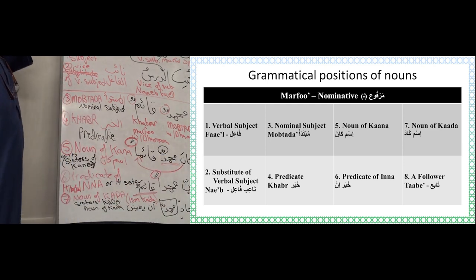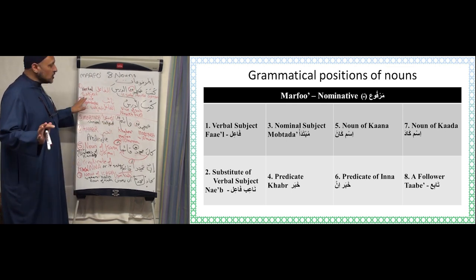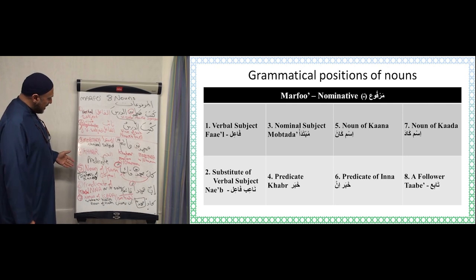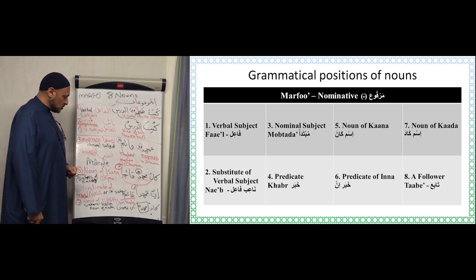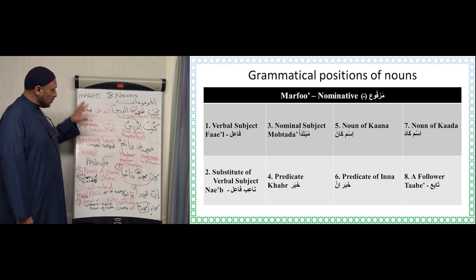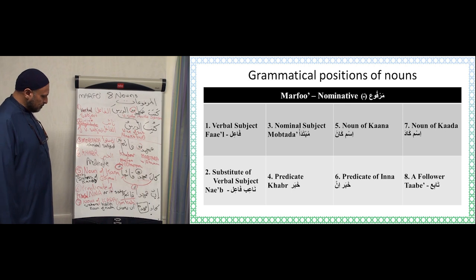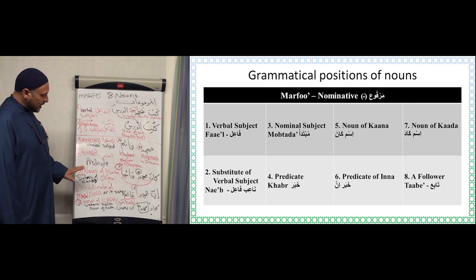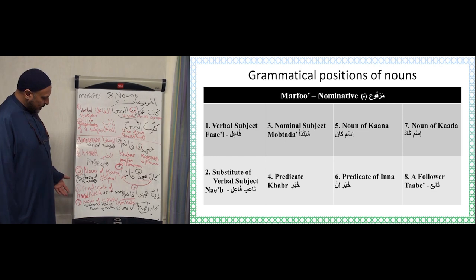I'll go again quickly. Fa'il, verbal subject. Na'ib fa'il, vice of the verbal subject. Mubtada and khabar, sweet husband and wife, loving couples. They got married, mashallah, with the same idea, same time, same thing. Then these sisters come and mess up their life. The sisters of Kana change the wife, but the husband is still in the nominal phase, still marfu'. And then the predicate of Inna is marfu'. The sisters of Inna have messed up the mind of the husband, so they change him to mansub. But the wife is still loyal and still marfu'. And then we have this Kada.